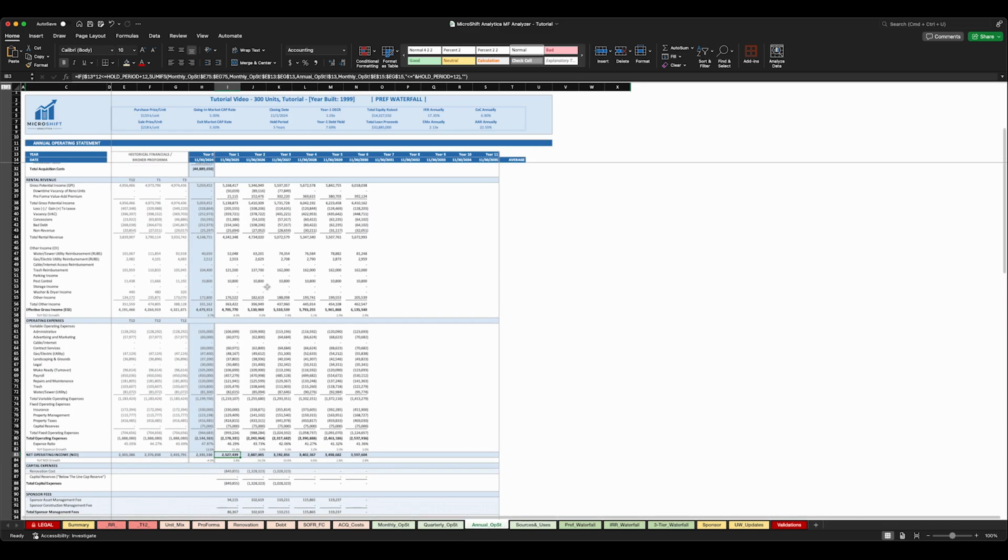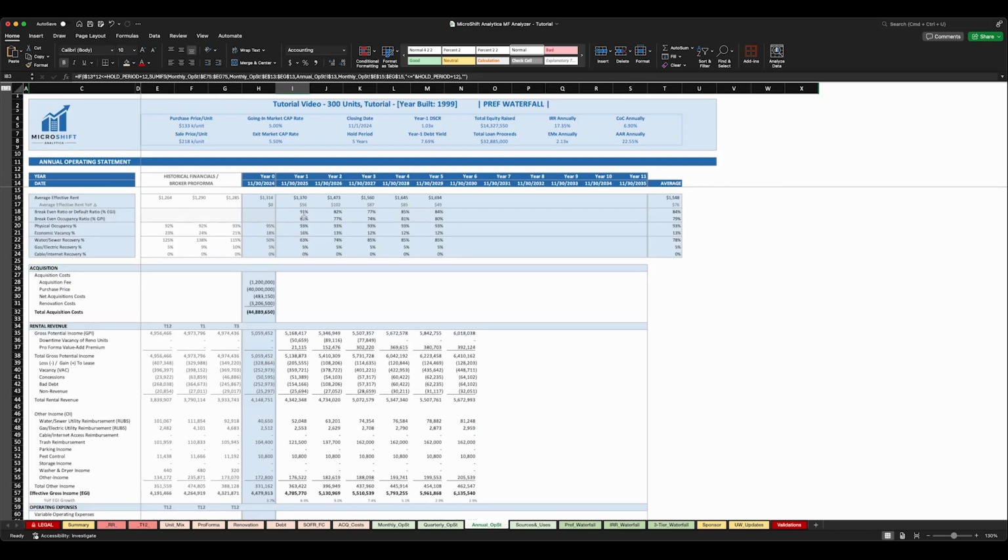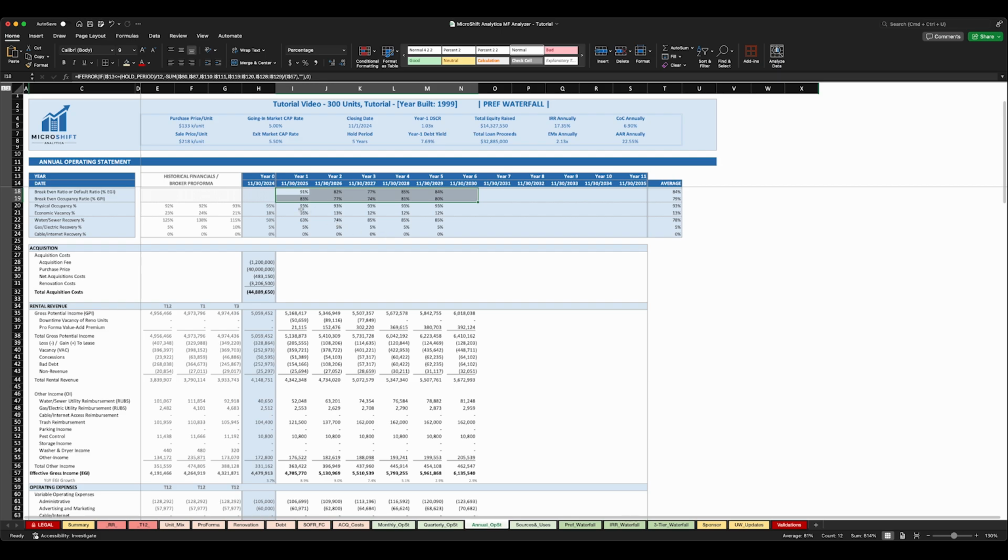The annual operating statement, it's very similar but provides additional insights. There are some key metrics on the annual operating statement you might find useful, such as your average rent year over year during your whole period. It provides information about your break-even ratio, your break-even occupancy during your whole period, your physical occupancy, your total economic vacancy, and the different RUBS at your property.